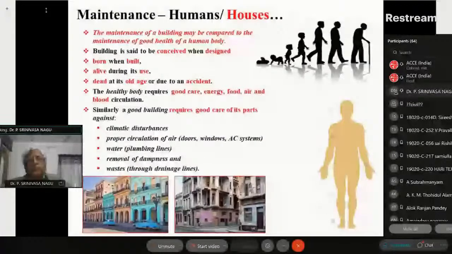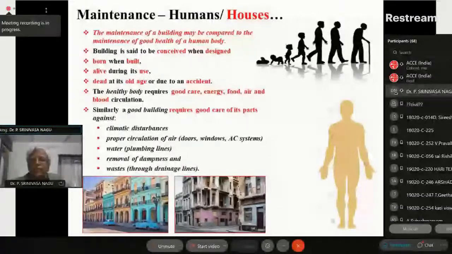Now, I just ventured to compare maintenance issues with the maintenance of the health of the human body. I cannot say there is a reference for this. This is only my conceptual proposal, my concept about maintenance.